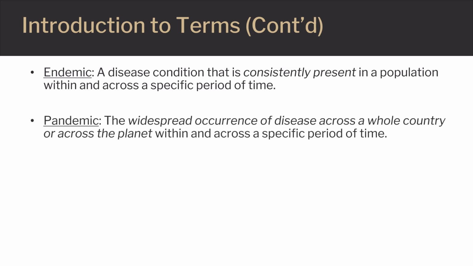A pandemic disease label, in contrast, is widely occurring and vastly spreading amounts of cases of a disease across an entire country, or more commonly, planet. For example, COVID-19 was quickly labeled as a pandemic disease condition after it was found to have spread across the entire planet in significantly high amounts. A good memory mnemonic is P for pandemic equals P for planet.